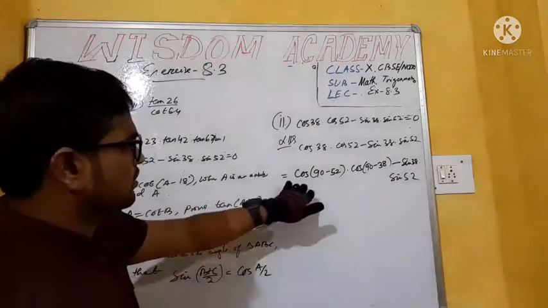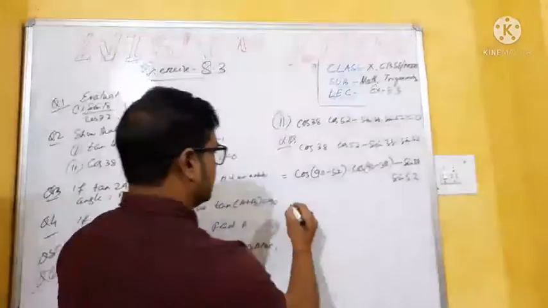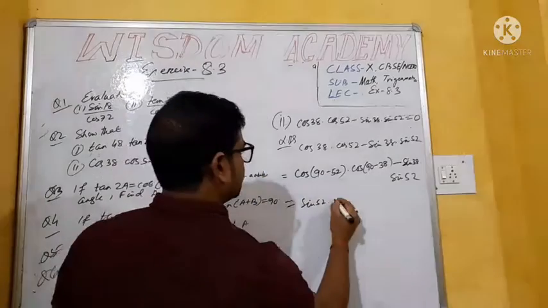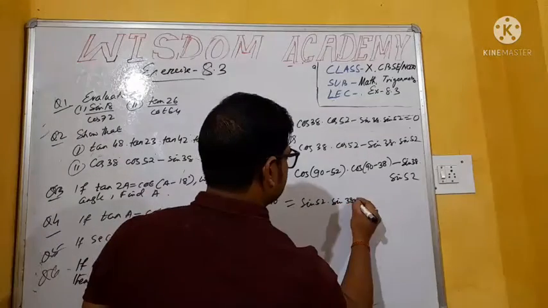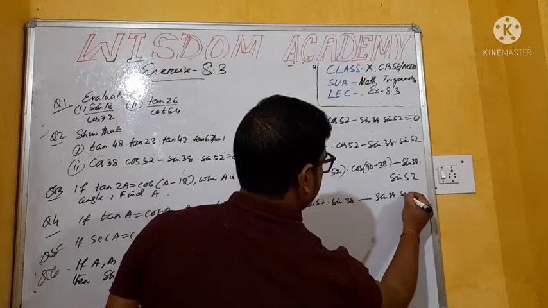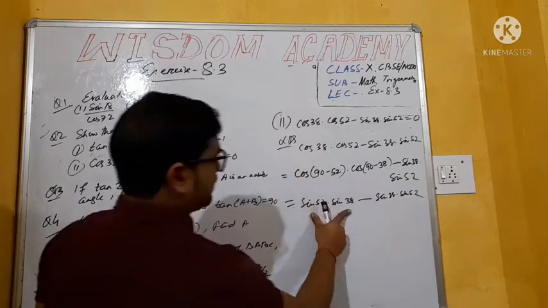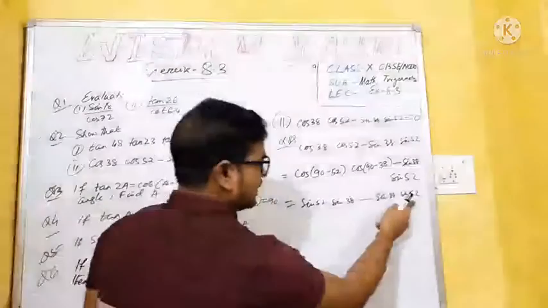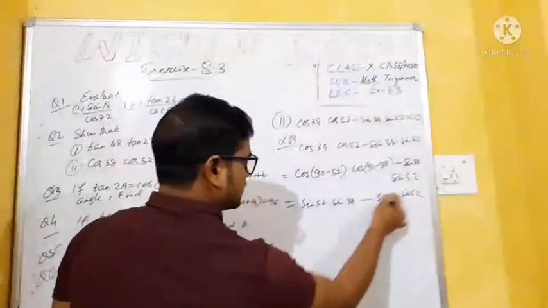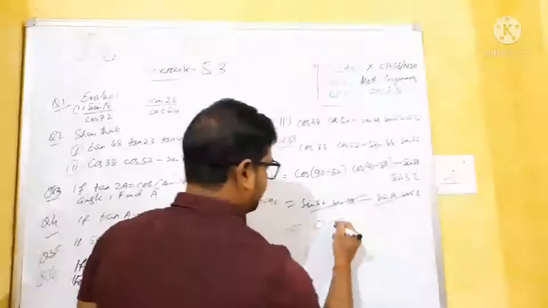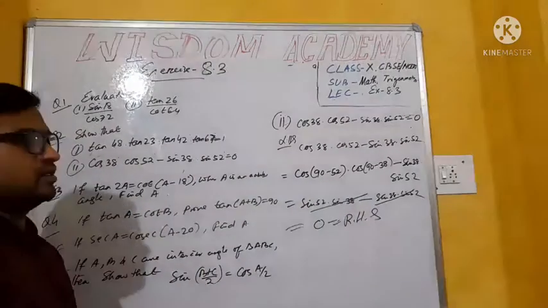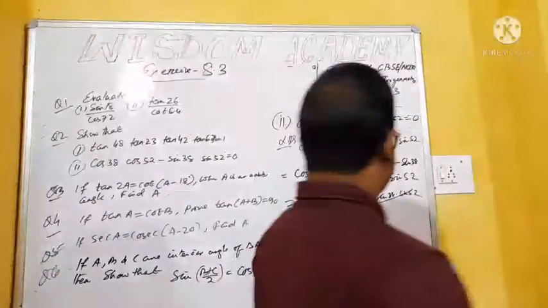Students, look: cos 90 minus theta is sin theta, so that gives sin 52, and sin 38. Then sin 38 into sin 52 minus sin 38 into sin 52. Plus and minus cancel, that is 0, which is the RHS, successfully proved. Take screenshot.